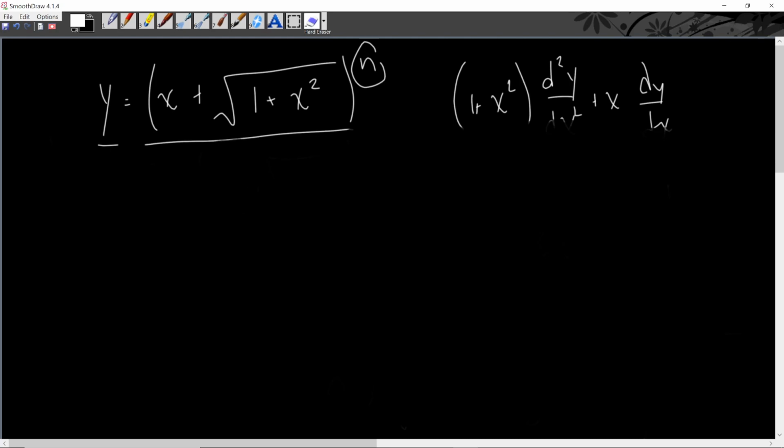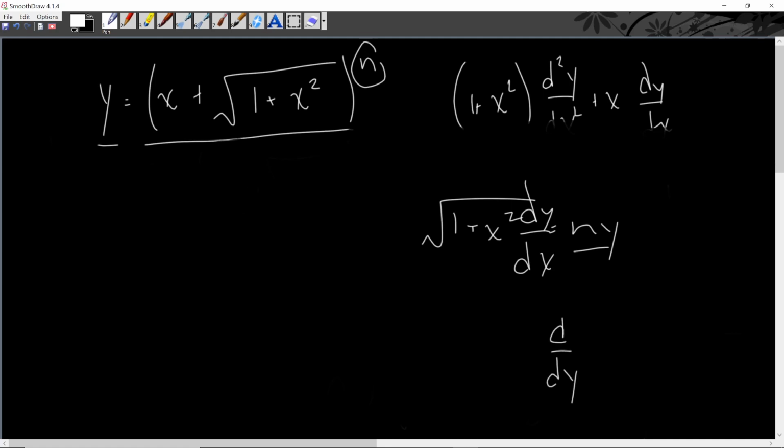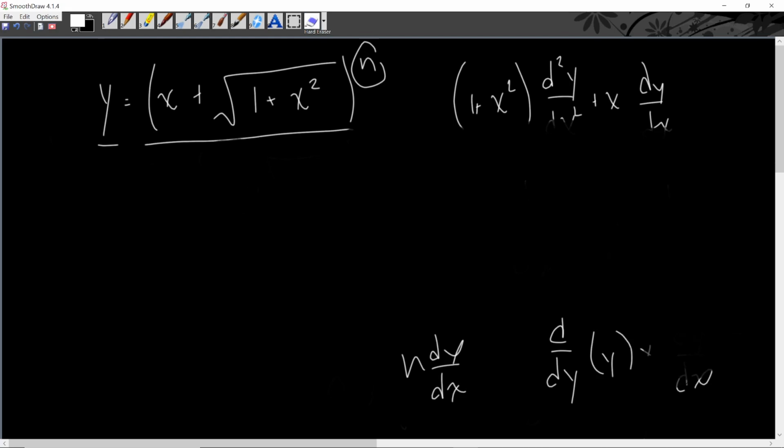We actually did use implicit differentiation when we said that square root of 1 plus x squared is equal to ny. It wasn't a very big implicit differentiation, but when we were doing this, we had to do d dy of y times dy dx to get n dy dx. So it wasn't a super crazy differentiation or anything, but we did have to use a touch of implicit differentiation to get that.